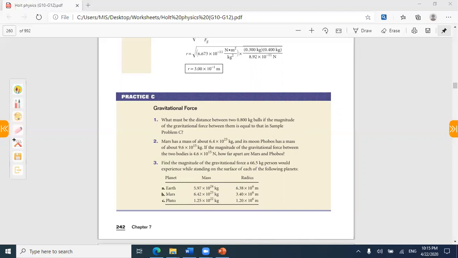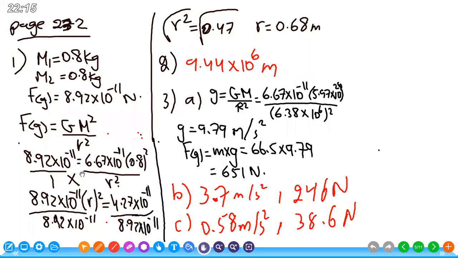So let's go. For the Earth, I get g equals G M over r squared. We did it a few minutes ago, and we got 9.79 meters per second squared. Now I say F_g is mass times gravity, so I get 651 Newton.